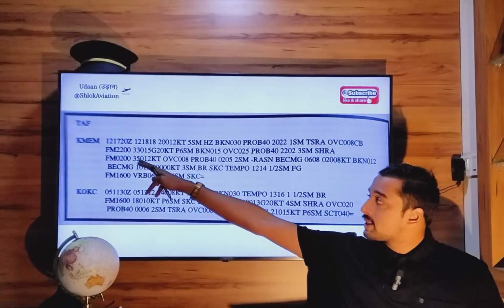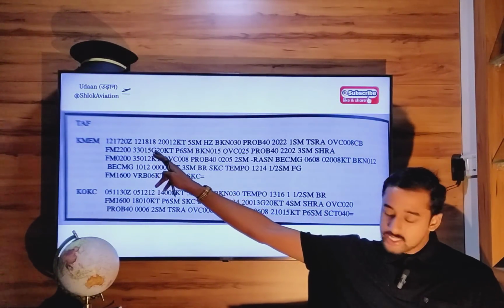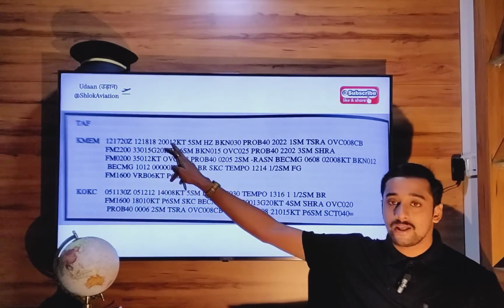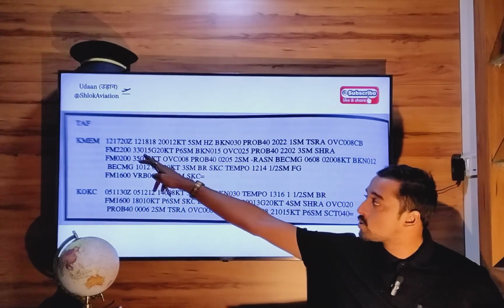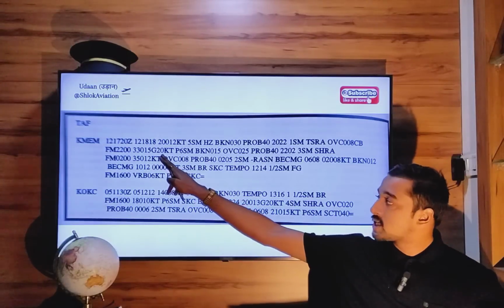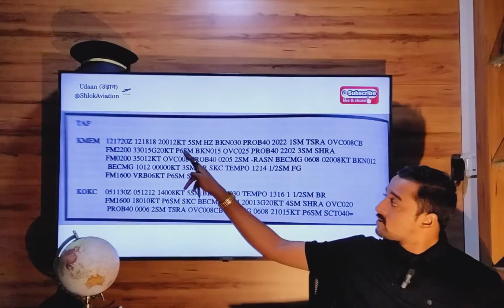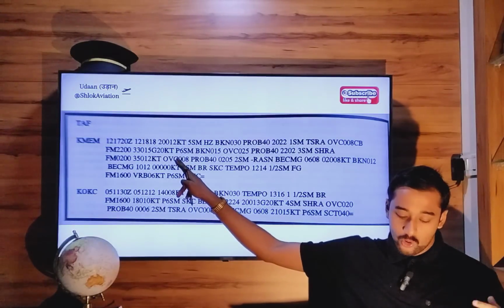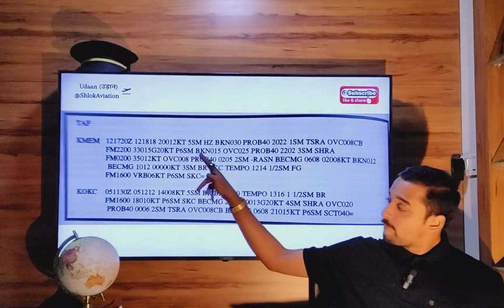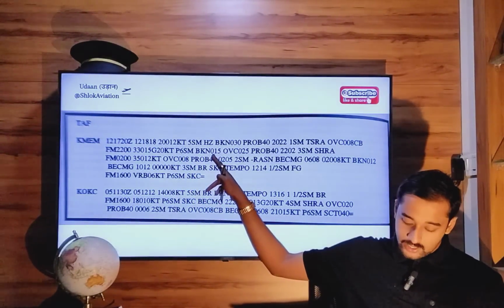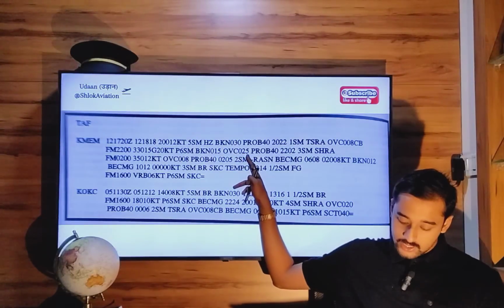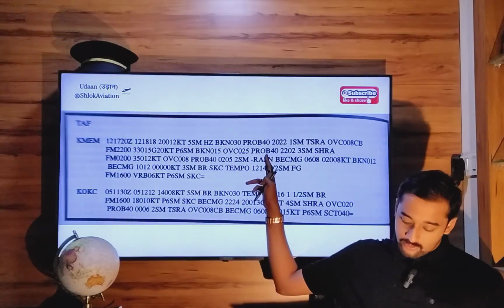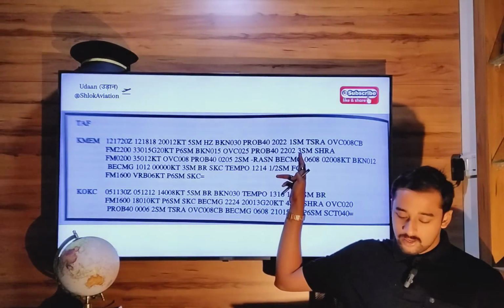Then from again a new time, the winds have changed. Now 200 at 12 knots has become 330, 15 knots, gusting 20 knots. Visibility P6 statute miles. P means Papa, meaning more than 6 statute miles. Broken clouds 1500. Overcast 2500. Probability again 40%. Again a new time is given.